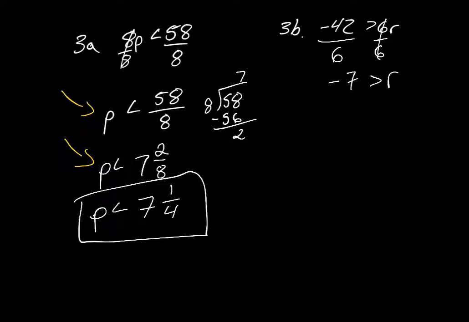The only thing I don't like about this answer is that my variable is on the right. So I'm going to rewrite it so that it's on the left. And I'm going to do r is less than negative 7. You just want to make a note that whichever way the sign was pointing, it's still pointing that way. And up here, it was pointing to the r. So when I rewrite it and flip it, I want it to be pointing to the r. Okay, so I think that's about it.